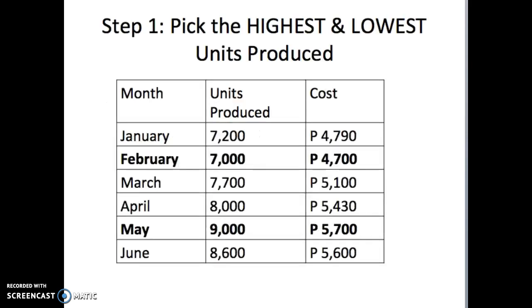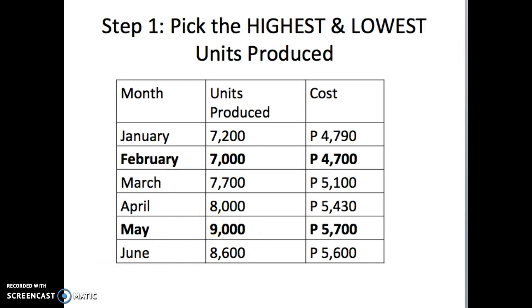So we will pay attention to this column and identify the highest number of units produced, which is this portion in May. The lowest will be 7,000, which is the month of February. Whether it's the highest or lowest cost, we won't pay attention to that. At this point, we will only pay attention to the highest and lowest units produced.